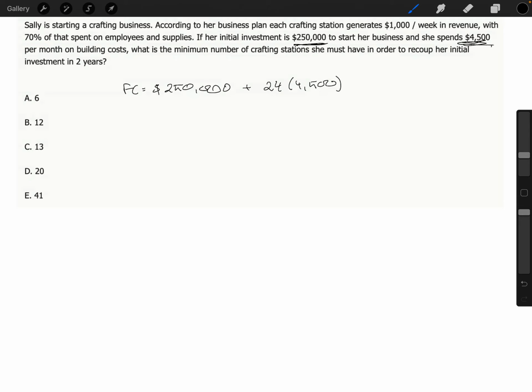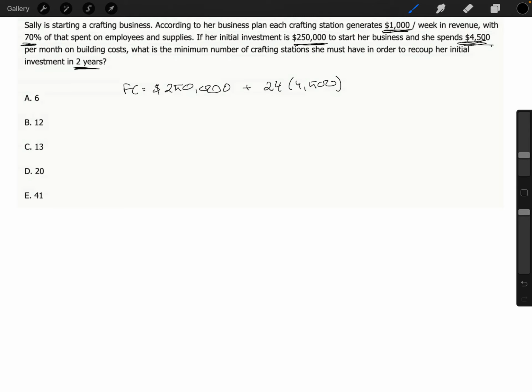Where was it? Here we go. Might as well just read the question. So Sally's starting a craft business, right? According to her business plan, the revenue generated is 1,000 a week, but 70% of that is cost. She wants to break even because she spent $250,000 to start the business. She spends $4,500 per month on building costs. She wants to know the minimum number of stores that she needs to have to break even in 2 years. And there's a little time constraint here, and we've already factored that in.